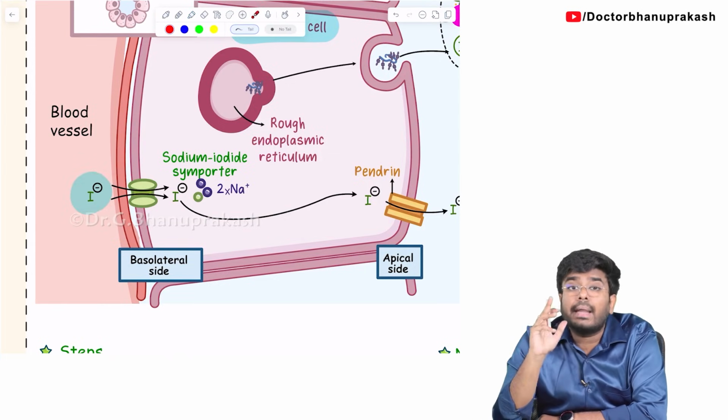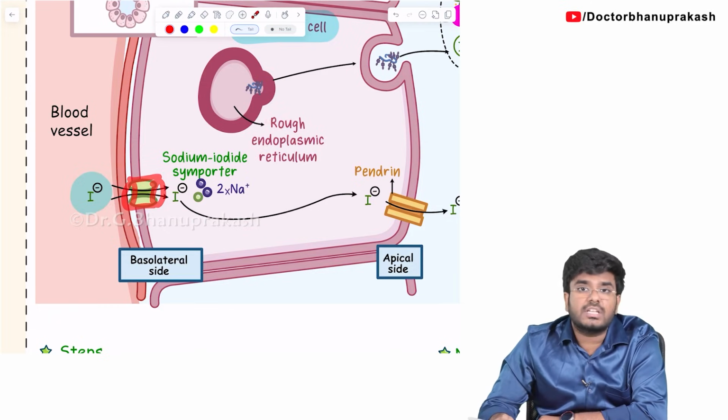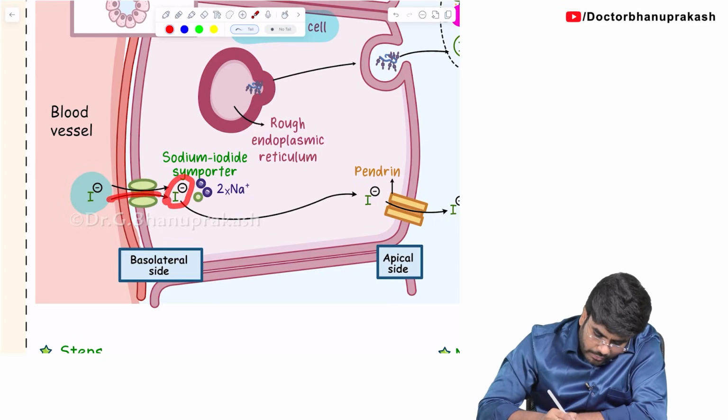Now, this iodide, once it is there in the blood, it will definitely go to the thyroid gland. And now, see these follicular cells, they have a transporter. You can very clearly see there is a transporter. This transporter is helping in the absorption of this iodide. See, the iodide came into the cell.